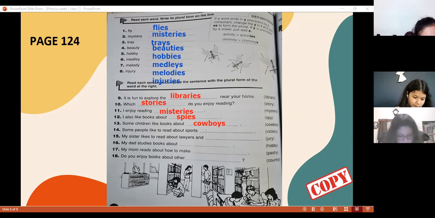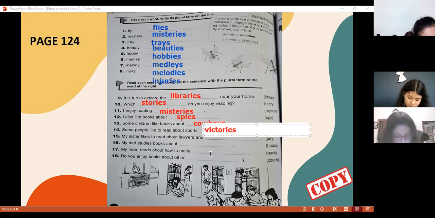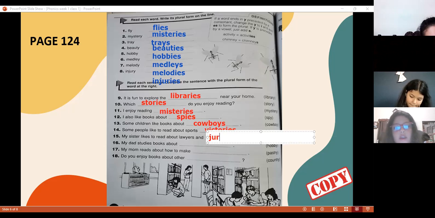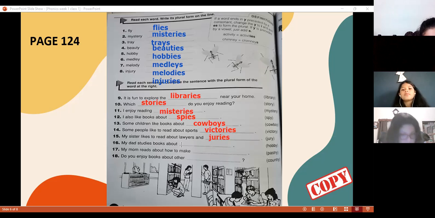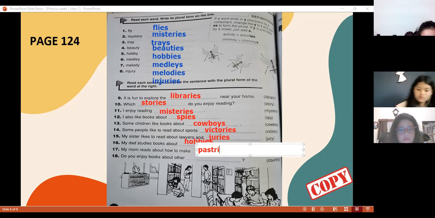Number 14, what is the plural for victory? Victories, excellent. My sister likes to read about lawyers and juries. Okay, juries, because we have the letter R. Yes, it's consonant. My dad studies books about what? Hobbies. My mom reads about how to make pastries. Pastries, with I-E-S, because we have pastry, we change the Y for I and then E-S.